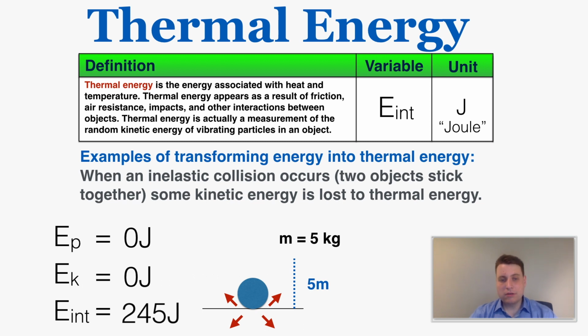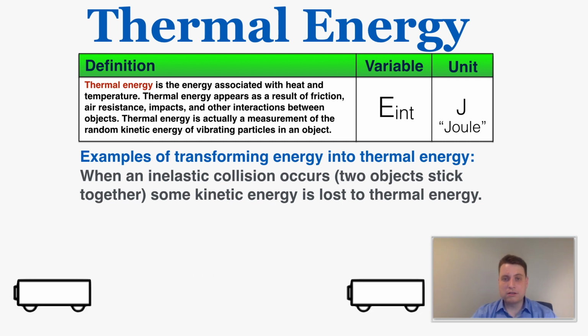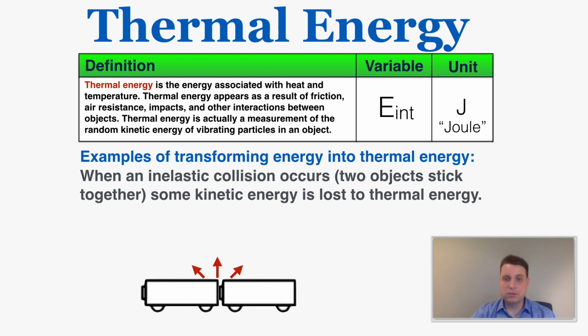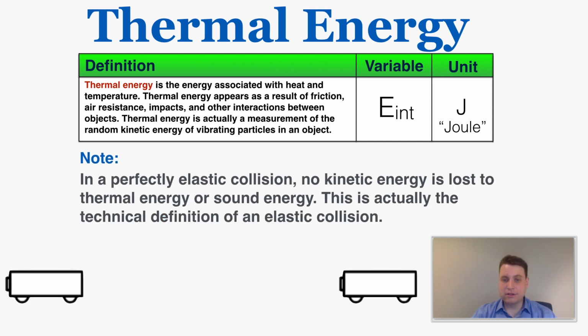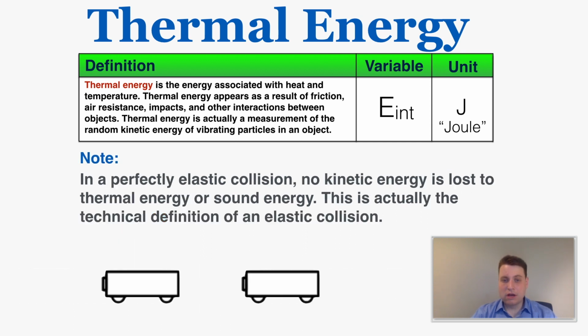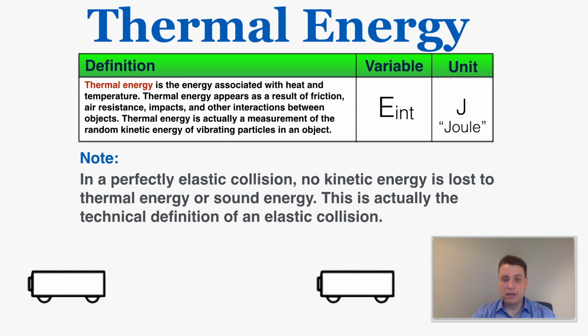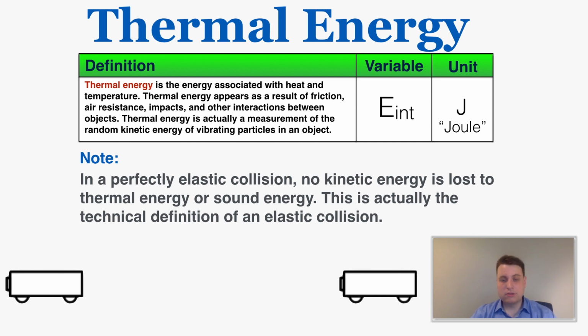We're going to be talking about collisions a lot more later on in this unit, so I'm going to hold off on talking about specific equations for inelastic collisions right now. Just one thing I need you to know is that in a perfectly elastic collision, no kinetic energy is lost to thermal energy or sound energy. This is actually the technical definition of an elastic collision. A perfectly elastic collision is one where not only is the total momentum conserved, but the total kinetic energy also remains exactly the same and no energy is lost to heat or sound.